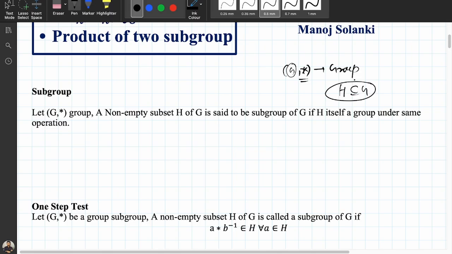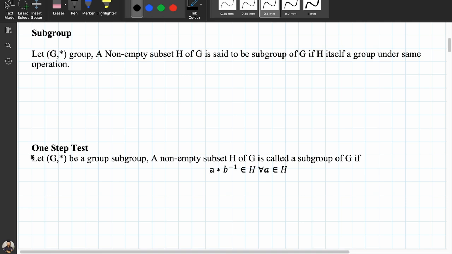Now it means it should satisfy some properties. What are those properties? We will see here. First of all, if you have any non-empty group G star, where H is a non-empty subset of G, then this H is said to be a subgroup of G if and only if H itself is a group under the same operation. H itself is a group under the same composition, or same operation, we can say.